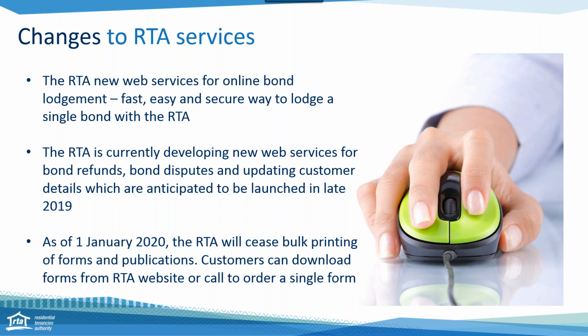The RTA's new bond lodgement web service is available for tenants and property managers or owners to lodge a single bond with the RTA. It's fast, easy and secure, and there are just 4 steps to lodge a bond. You need to agree to the terms and conditions, register an account with QGov, and that registration then becomes your identity, like your signature moving forward. Complete the lodgement details for the tenancy, property and bond contributors, and then pay by either BPAY, credit card or debit card. Our website has a lot of information available on this new service.